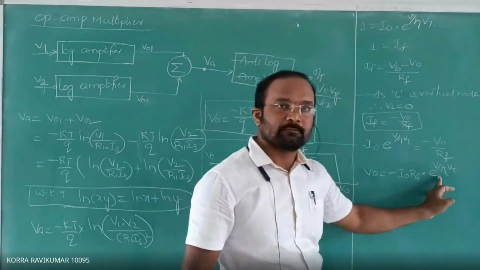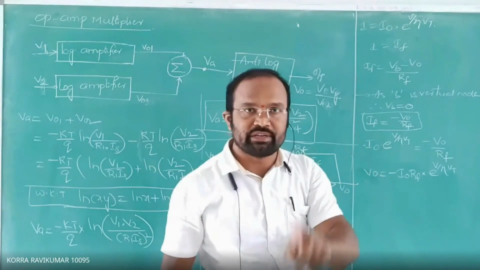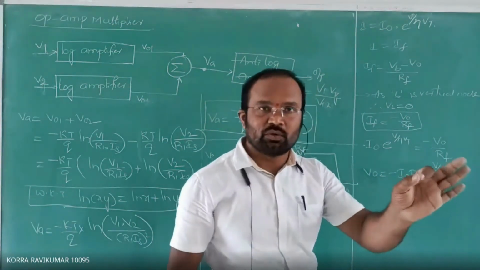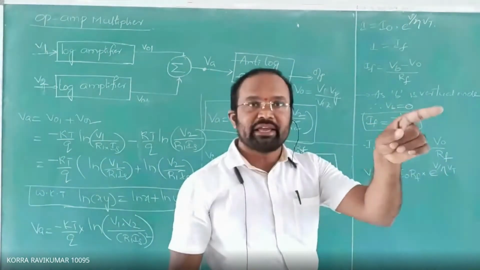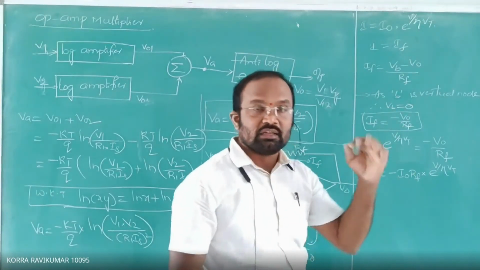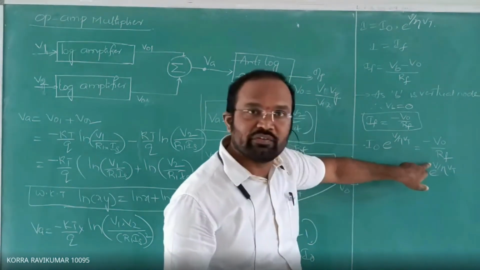Eta means it is an intrinsic constant. Its value is 1 for germanium material and 2 for silicon material. Vt is the threshold voltage of the diode, which is equal to Kt by Q. K is the Boltzmann constant, T is the temperature where the diode is operating, and Q means charge of the electrons. Then what is the V in the numerator?